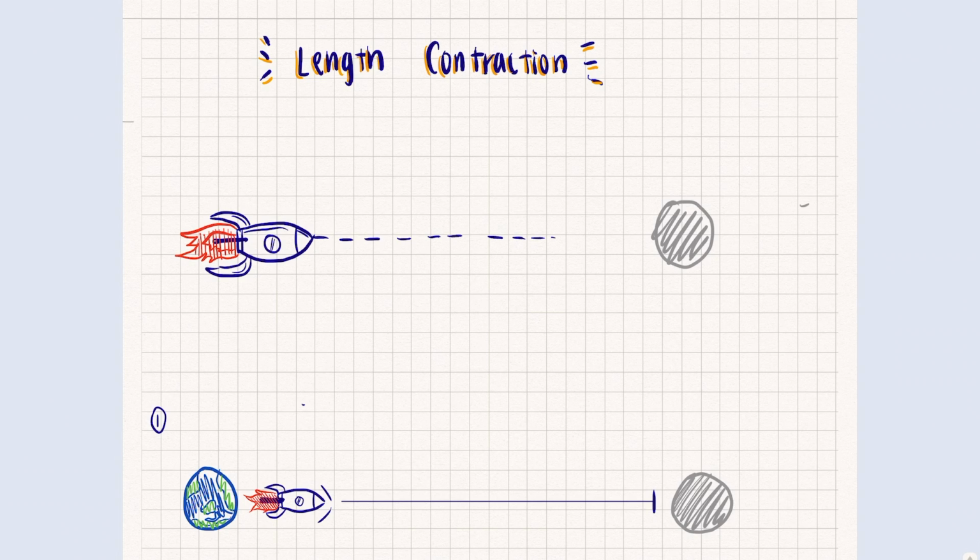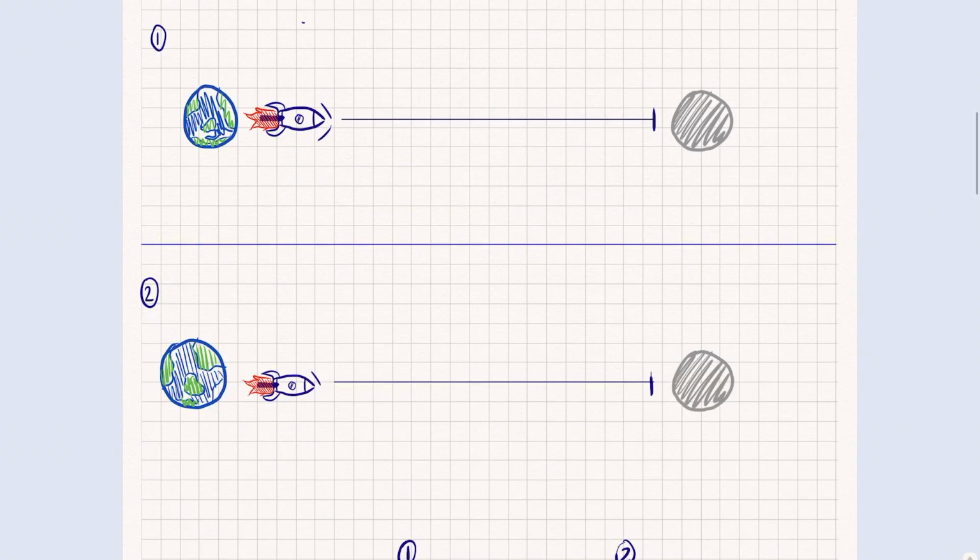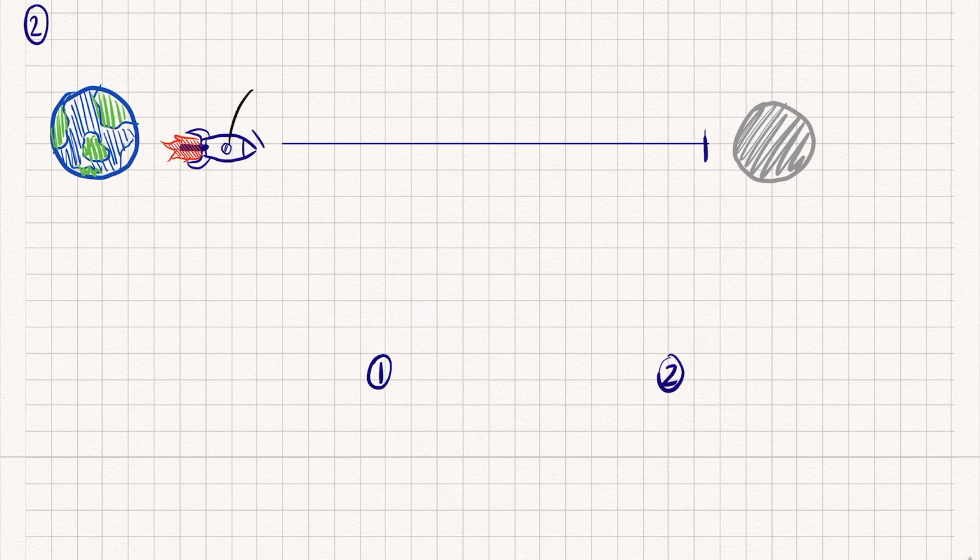To explain length contraction, let's compare two scenarios of a spaceship traveling at a high speed to a faraway object. In the first version, we are looking at the spaceship as an observer standing on Earth, and in the second version, we see things from the perspective of someone in the spaceship.